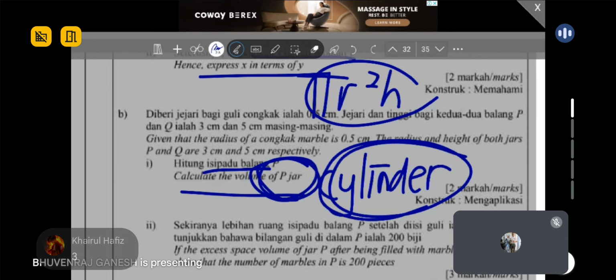R tu merujuk kepada jejari balang. Okay, the radius of your jar. Okay, you cannot substitute the radius of your marble. It's wrong. Okay, tak boleh gantikan jejari guli. Okay, because now you're counting the volume of the jar, not the volume of your marble. Okay, alright. So R equal to 3.